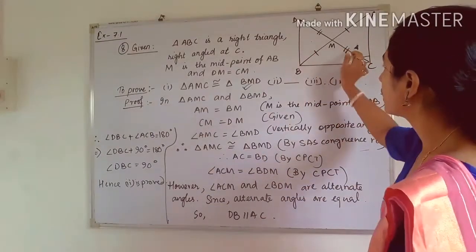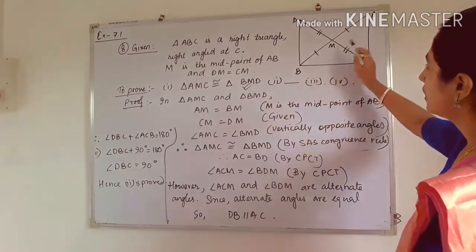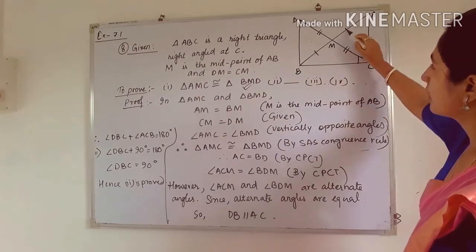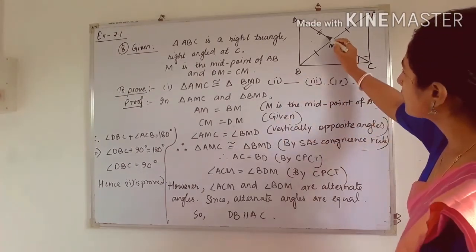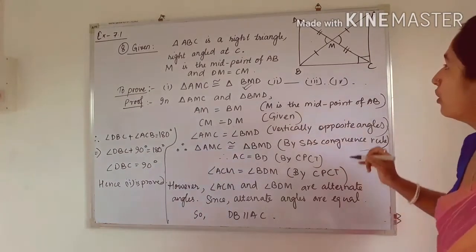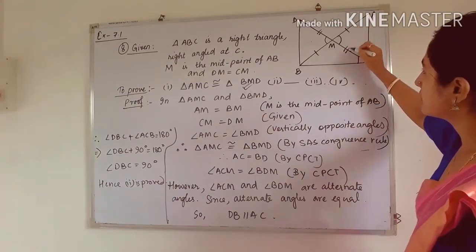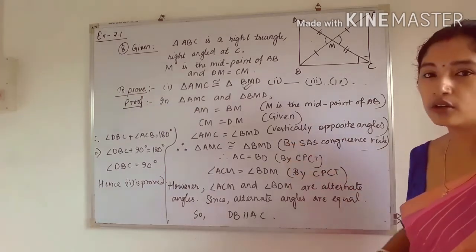So we will take these two triangles. See, this angle is equal to this. I already have written, and BM is equal to AM. This is also written, and these are given. Next, this angle is equal to this angle, because they are forming vertically opposite angles. So we can say that by SAS, side angle side congruence rule, both the triangles are congruent.